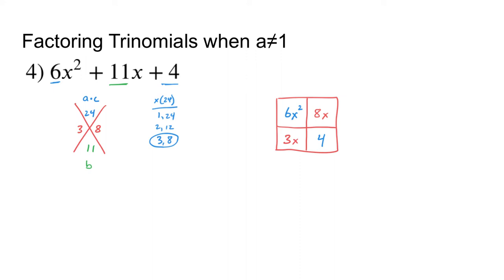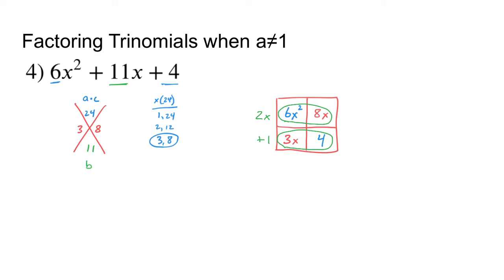So what you're going to do now, after you have it written in this form, is look in each row and in each column and find out what the GCF is. So I'm going to look at this top row, the 6x squared and the 8x, and say, what do they have in common? Well, they have a 2 and an x in common. I'm going to do the same thing with this bottom row, the 3x and the 4. What do they have in common? I don't see anything, so I'm going to put in a plus 1. I'm going to use a placeholder.